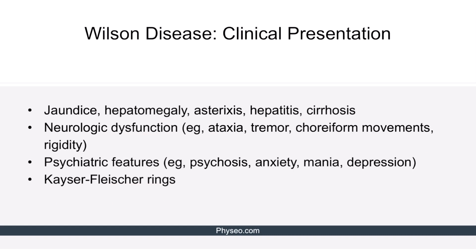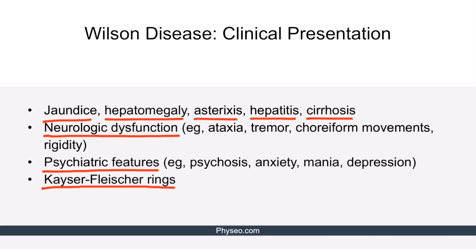Patients have a wide range of presentations, including but not limited to jaundice, hepatomegaly, asterixis, hepatitis, and/or cirrhosis. Neurologic dysfunction manifests with ataxia, tremor, choreiform movements, and rigidity. Psychiatric problems such as psychosis, anxiety, depression, or mania can be present. Some patients might develop Kaiser-Fleischer rings, which is deposited copper in Descemet membrane of cornea.